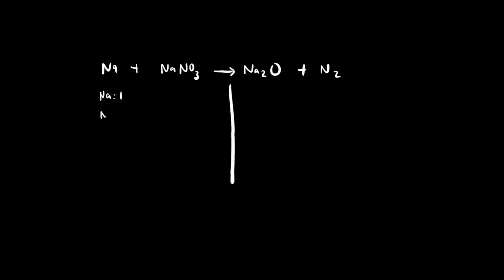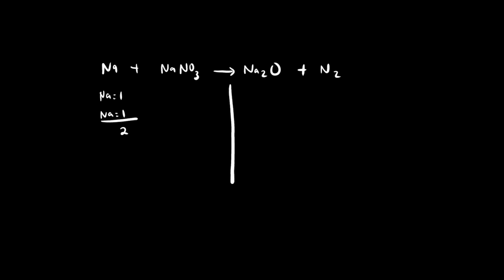Sodium reacts with sodium nitrate to produce sodium oxide and nitrogen gas. On the left, we have a total of 2 sodium, 1 sodium by itself, and then another one as part of sodium nitrate. So a total of 2.